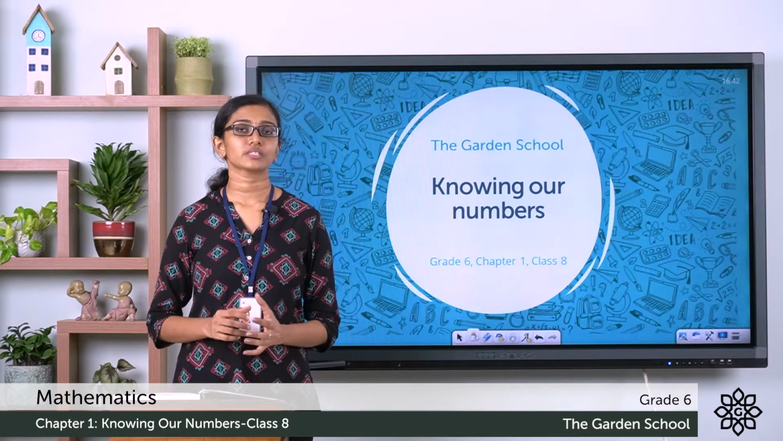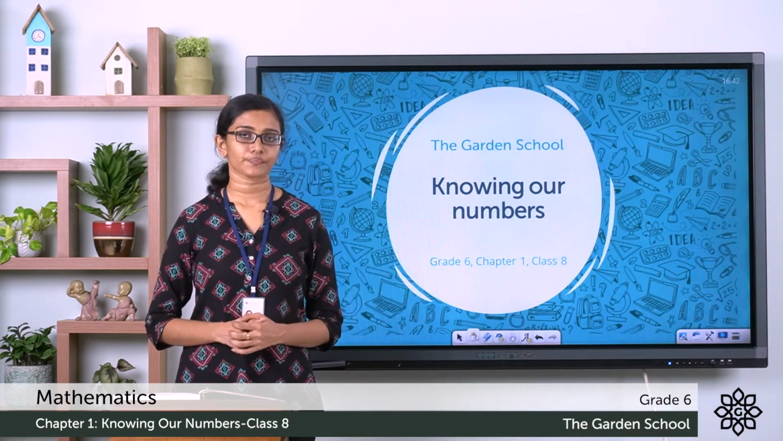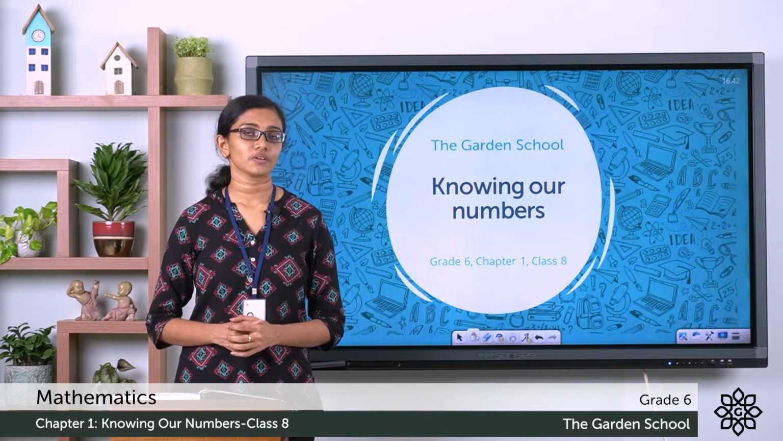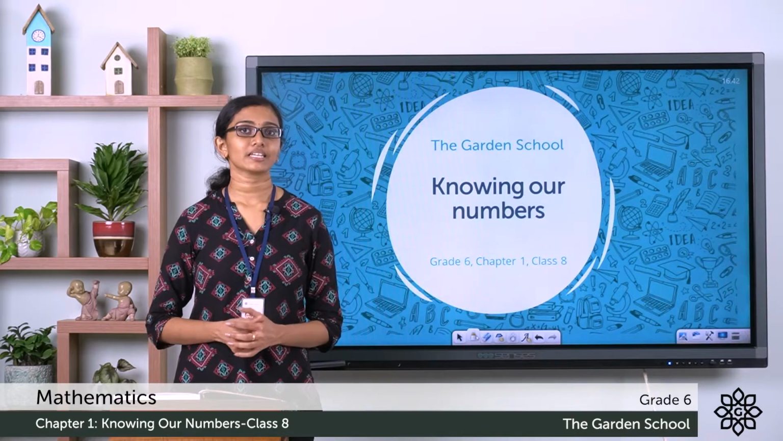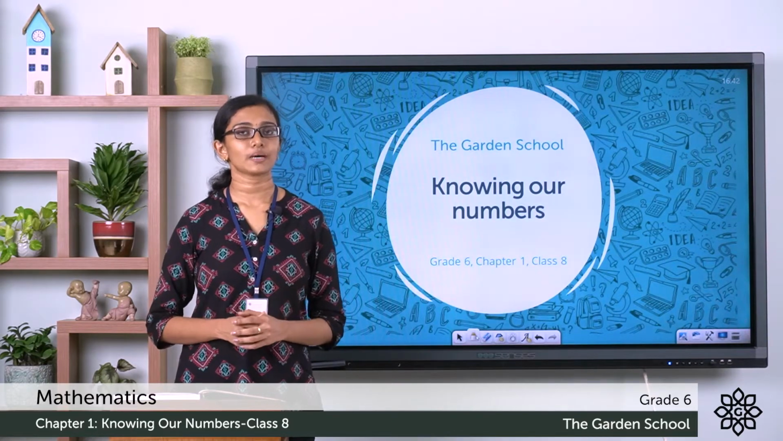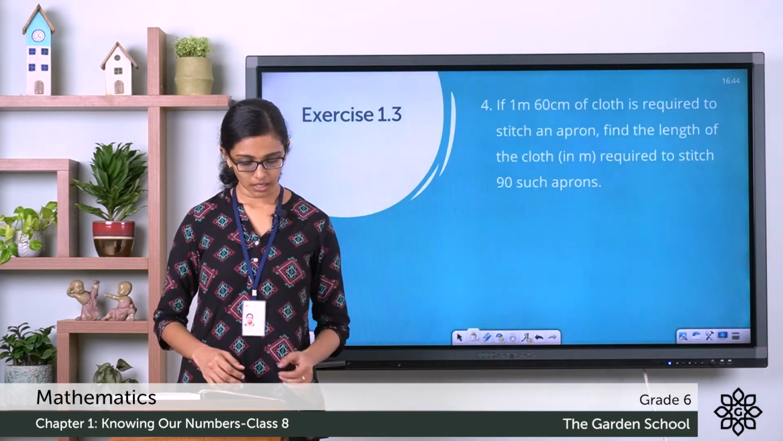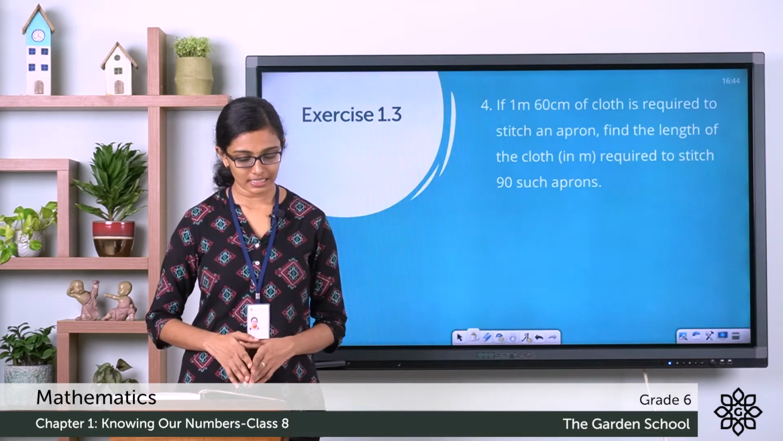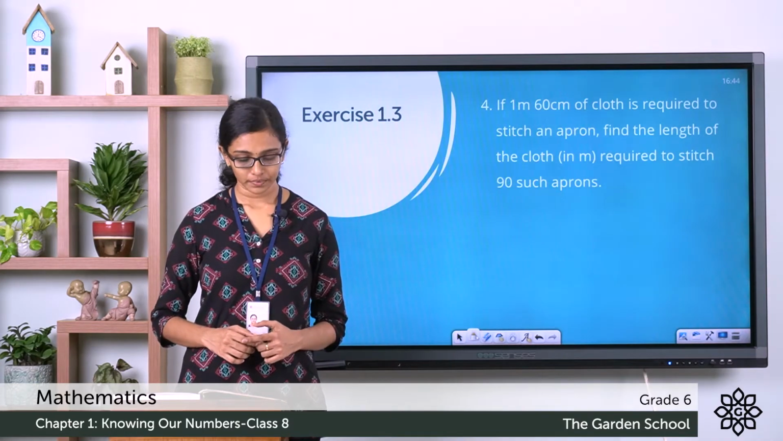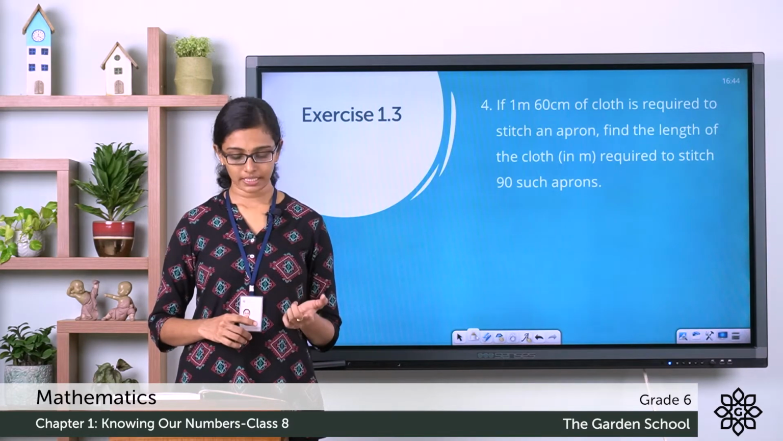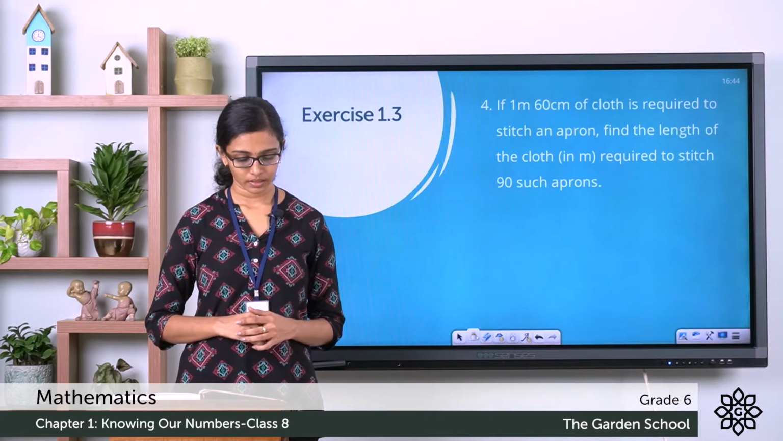Today, we are going to see the questions from exercise 1.3 in your textbook. The first 3 questions were already given as homework in the previous class. So, we will be discussing the questions starting from question number 4. So, let's move on to the questions. It's question number 4. If 1 meter 60 centimeter of cloth is required to stitch an apron, find the length of the cloth in meters required to stitch 90 such aprons.